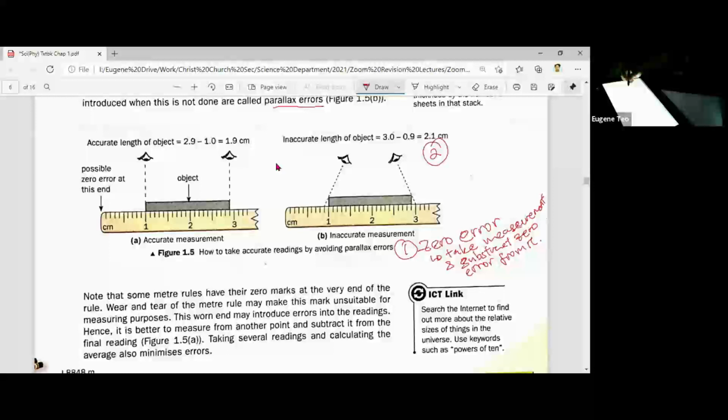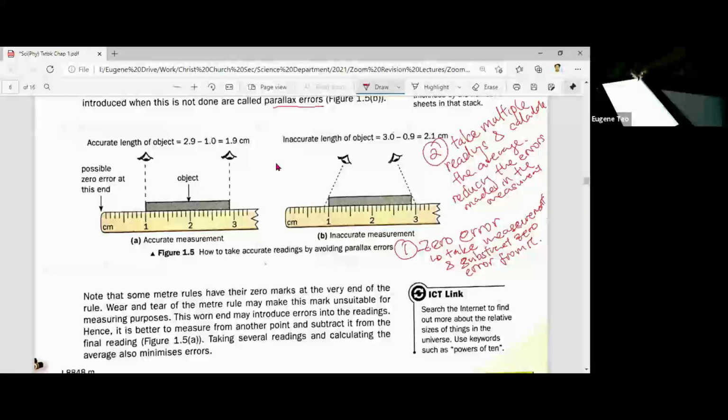The other one is actually quite interesting. To make measurements more accurate, what we can also do is to take multiple readings and calculate the average. Taking multiple readings and calculating the average, you're actually reducing the errors made in the measurement. So do take note of this.